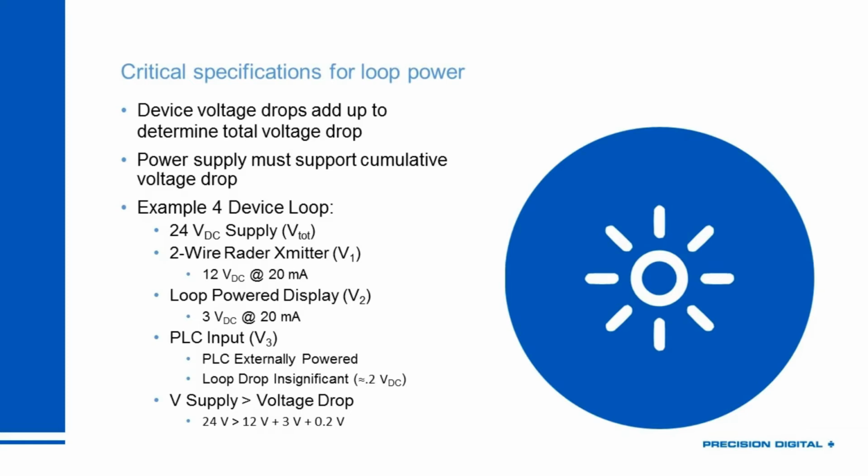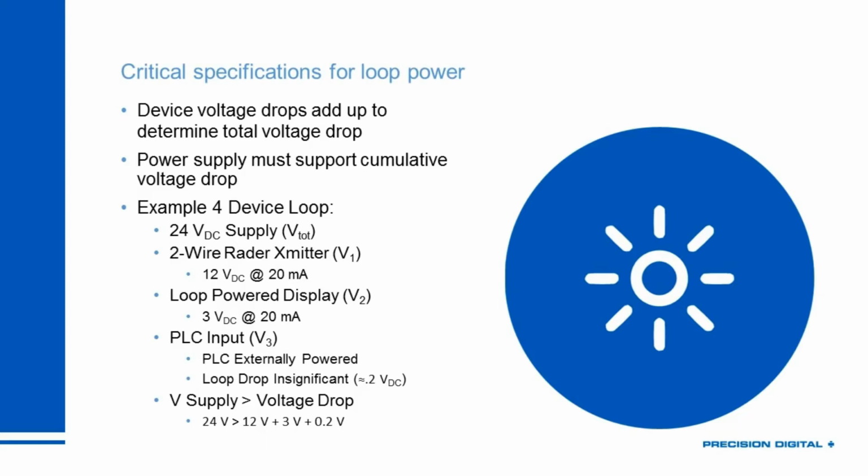So in this case, with my 2-wire radar transmitter and my loop-powered display, I'm only at 15 volts. I've got 9 volts between my total sum of loop-powered devices and what my power supply is giving me. So I know I'm in the clear.